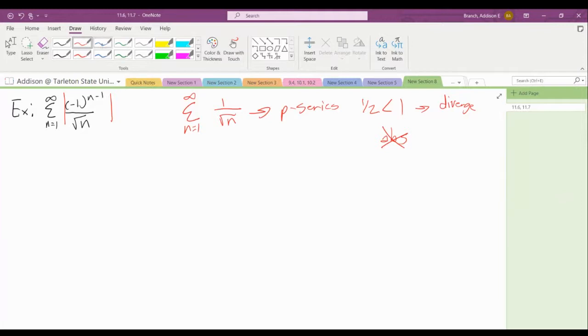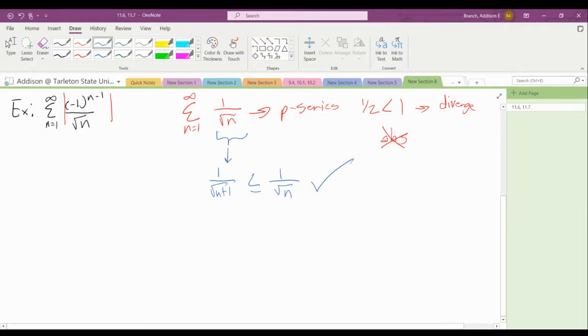In this example, we have an alternating series, so we can apply our alternating series test. If we look at the absolute value, 1 over square root of n, we can see that it's going to be decreasing, or essentially 1 over square root of n plus 1 is less than or equal to 1 over square root of n. So therefore, our first criterion is met for alternating series.